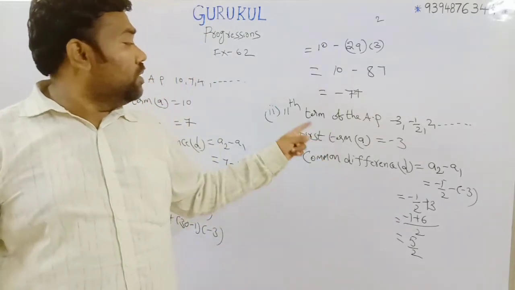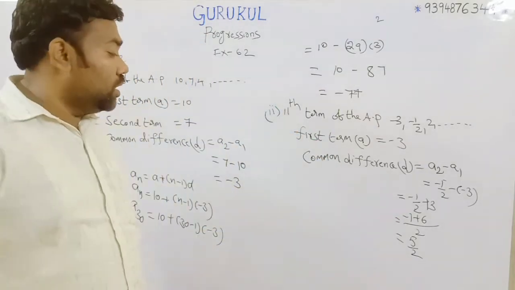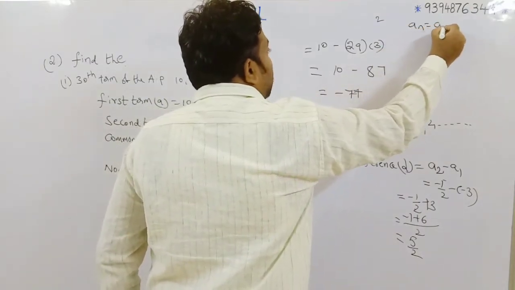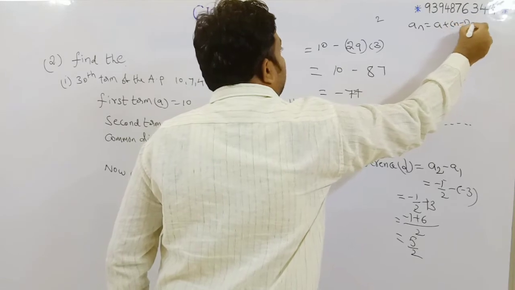Now find the value of the 11th term of the AP. an equal to a plus n minus 1 into d.